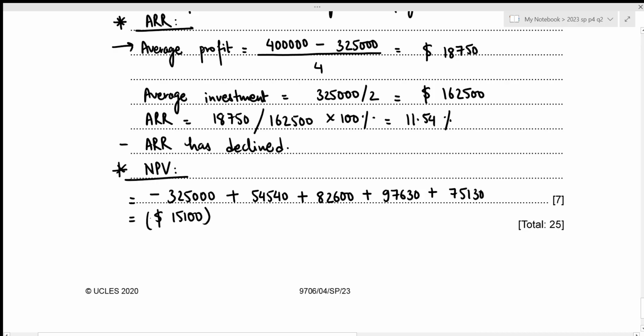So previously we had a positive net present value of 9,900, whereas now our net present value is negative. That is also not a good thing. So let's write it down. Net present value has changed to a negative value.